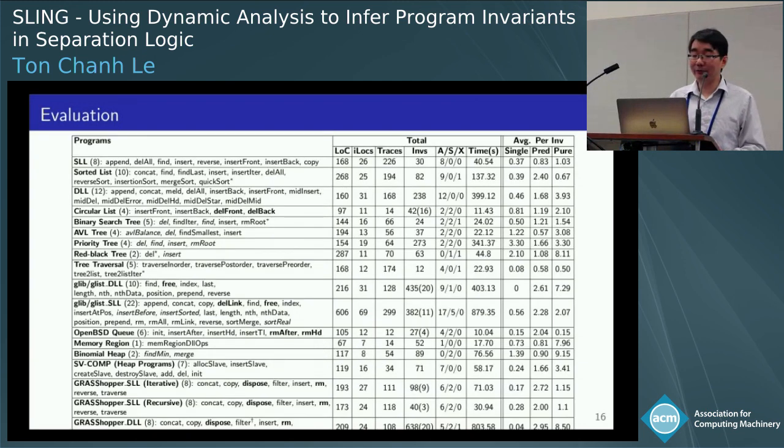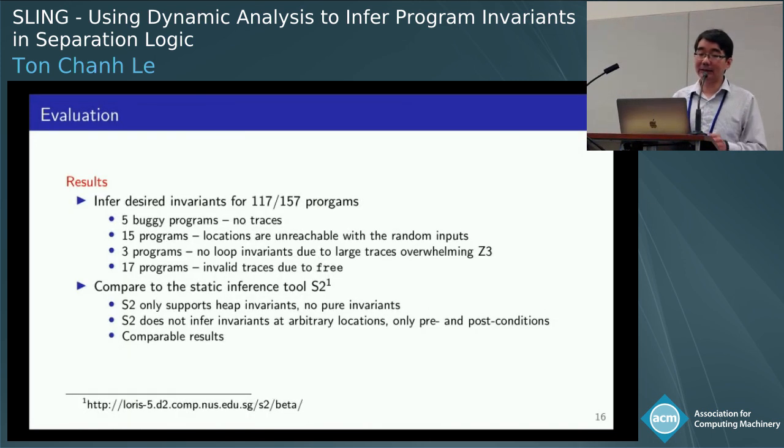So I have a very big table here, and I won't go into the detail. You can find the detail in our paper. But the summarized result is that our tool can infer the desired invariant for more than 100 programs, and for 40 programs that our tool cannot handle, there are 5 buggy programs, so that we cannot obtain the traces.